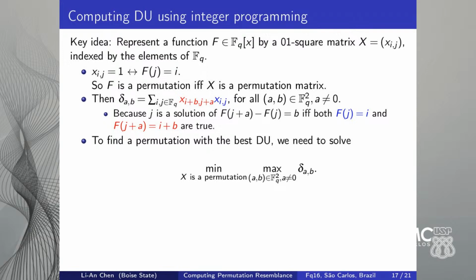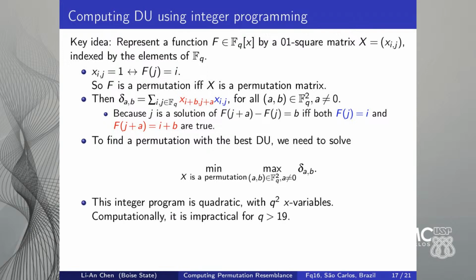When I found this, I was very excited. I thought, oh, if I have a good computer, I can solve the problem. But of course, it's not so easy. This integer program is quadratic because it has a quadratic constraint, and it has q squared x variables. By x variable, I mean this x. So computationally, it is impractical for q greater than 19.